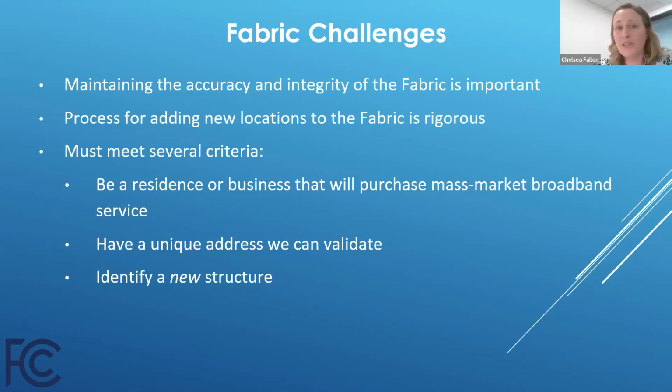So the most common type of fabric challenge we have received thus far is the type 1 challenge, which is to add a new location to the fabric. And in order to maintain the accuracy and the integrity of the fabric data set and the broadband map that relies on it, we have to have a rigorous process for accepting type 1 challenges into the next version of the fabric. If we were to accept every challenge to add a location that has been submitted to us, we would end up adding locations that are in the middle of a road or where no structure exists.